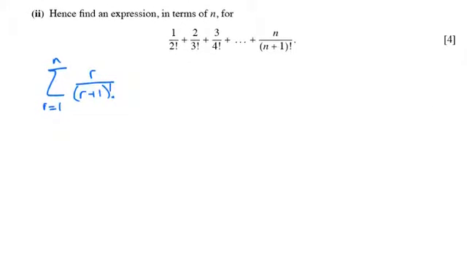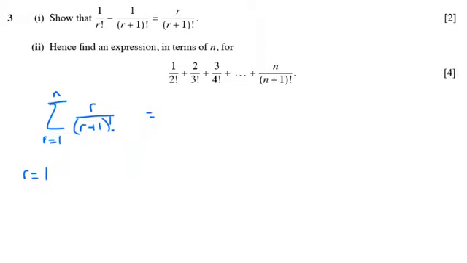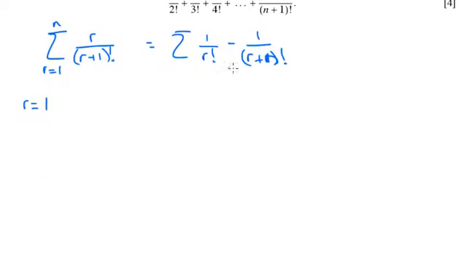So then we're going to start writing down what the value of each term will be. So when r is equal to 1, because this is equal to what we proved or showed in part 1, the sum of 1 over r factorial minus the sum of 1 over (r+1) factorial, we can use this sum instead of this sum.